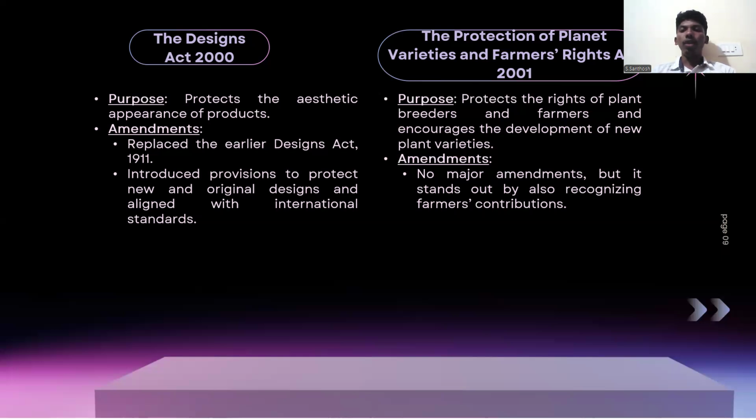Now, looking at the Protection of Plant Varieties and Farmers' Rights Act that was given in the year 2001. So the purpose of this was to protect the rights of plant breeders and farmers and encourage the development of new plant varieties. And the amendment done to this act was that we actually don't have many major amendments done, but it stands out by also recognizing farmers' contributions to the plant varieties that they have developed, and also it helps to protect those rights of the farmers.